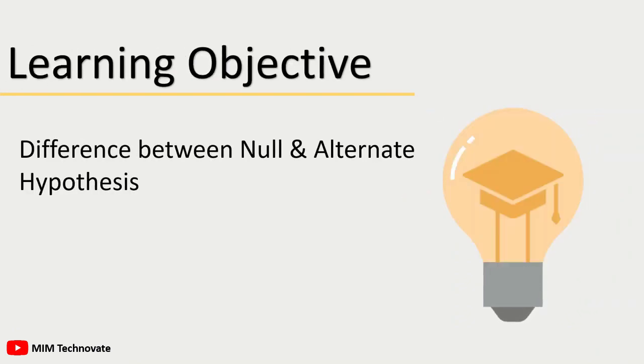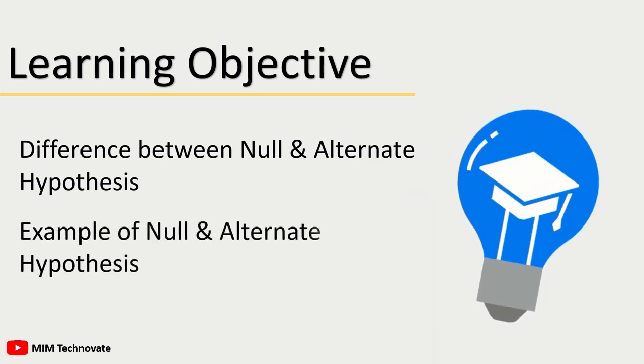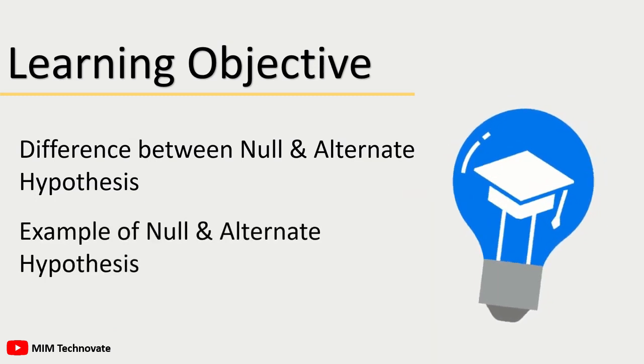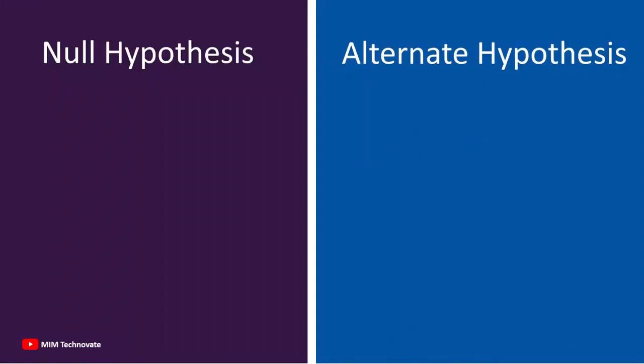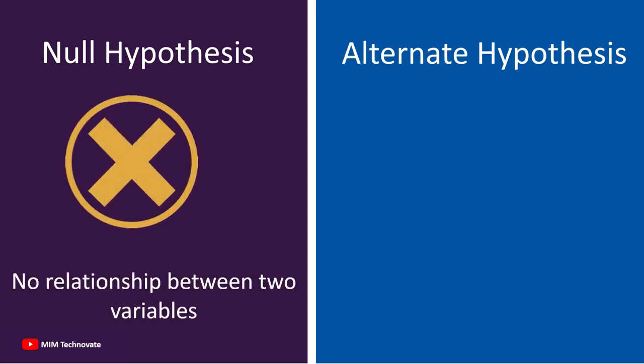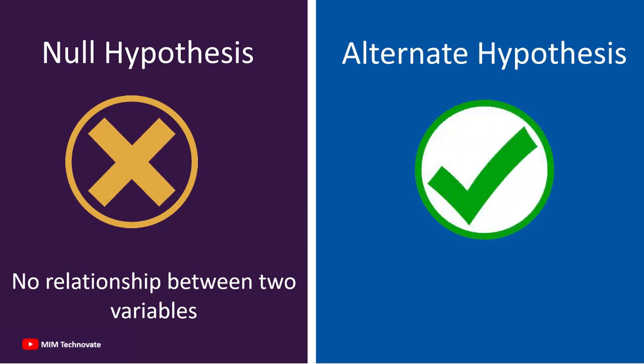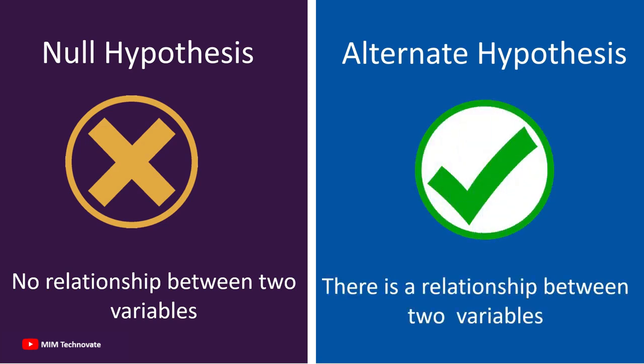Difference between null and alternate hypothesis, and examples of each. The null hypothesis is a general statement that states that there is no relationship between two variables in a study, or that there is no association between two groups. On the other hand, an alternate hypothesis is a statement that describes that there is a relationship between two selected variables in a study.